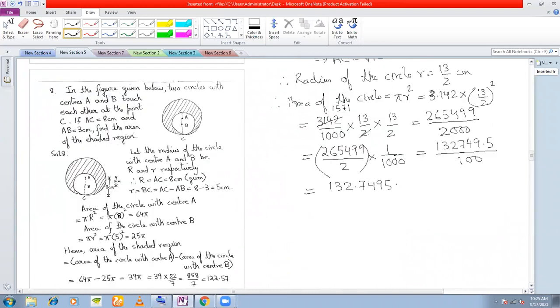Therefore, what you do is you write this as 132.75. Because you have 9 here, a number greater than 5, you add 1 to this 4 to get 5. This is called rounding off. Okay, correct to 2 decimal places. And that's your answer. Did you understand rounding off? You know how to do rounding off?